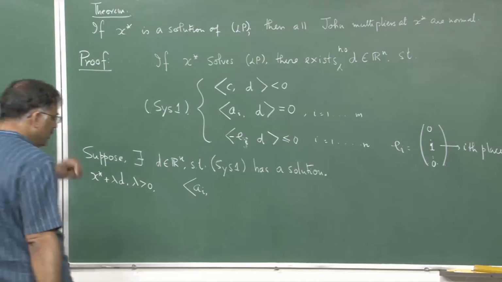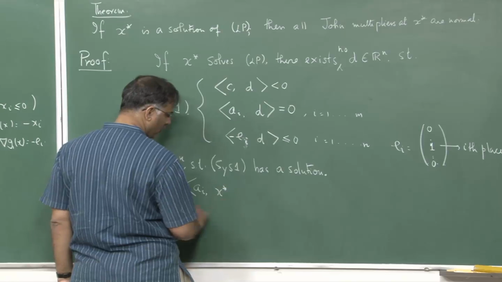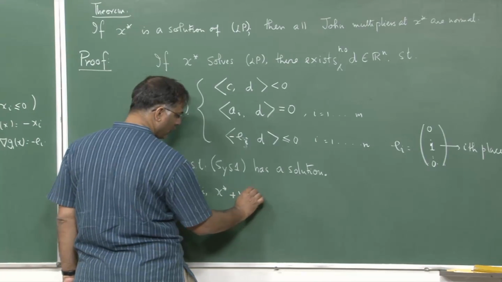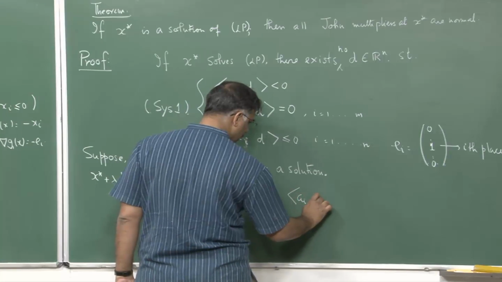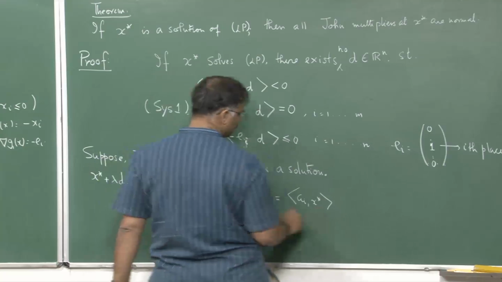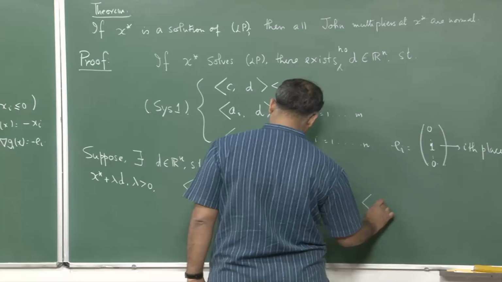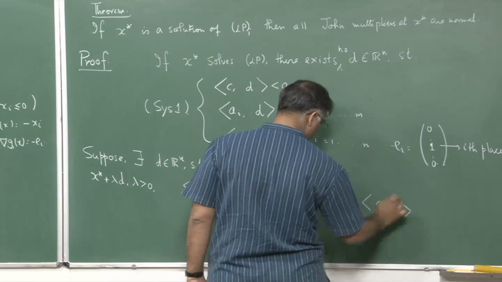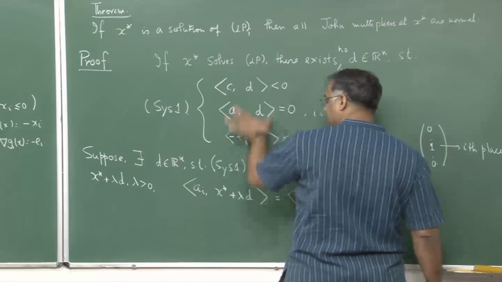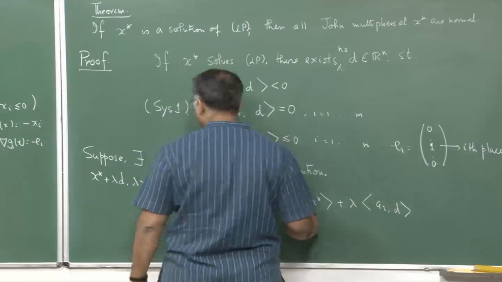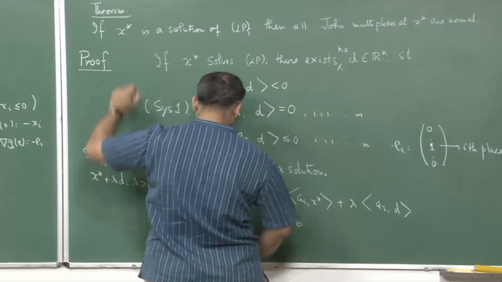Now, let us see what happens with this. Lambda is strictly greater than 0, I will have A_i x star plus lambda A_i d. Now, A_i d is equal to 0, because d is a solution of this system of equations, while A_i x star, being the solution, must be a feasible point, that is equal to b. So, it is finally b.